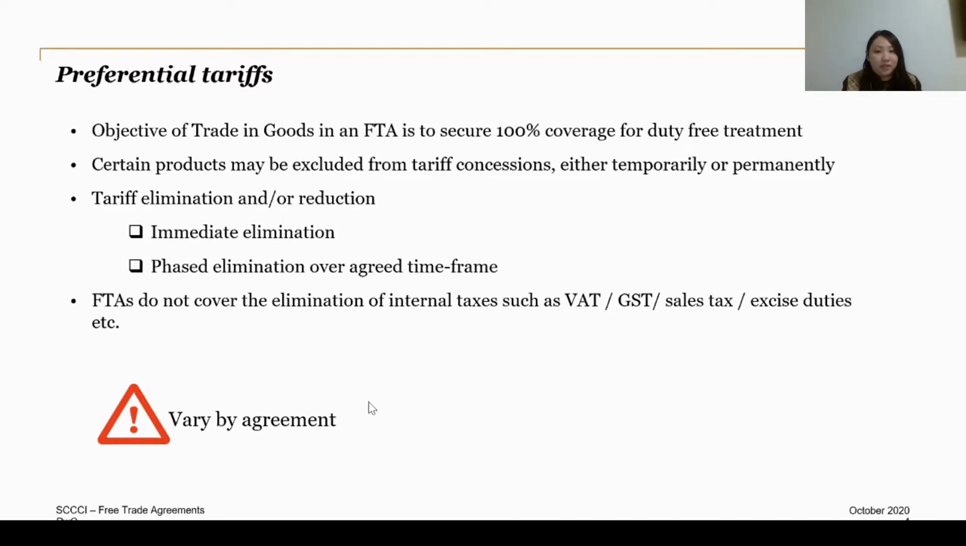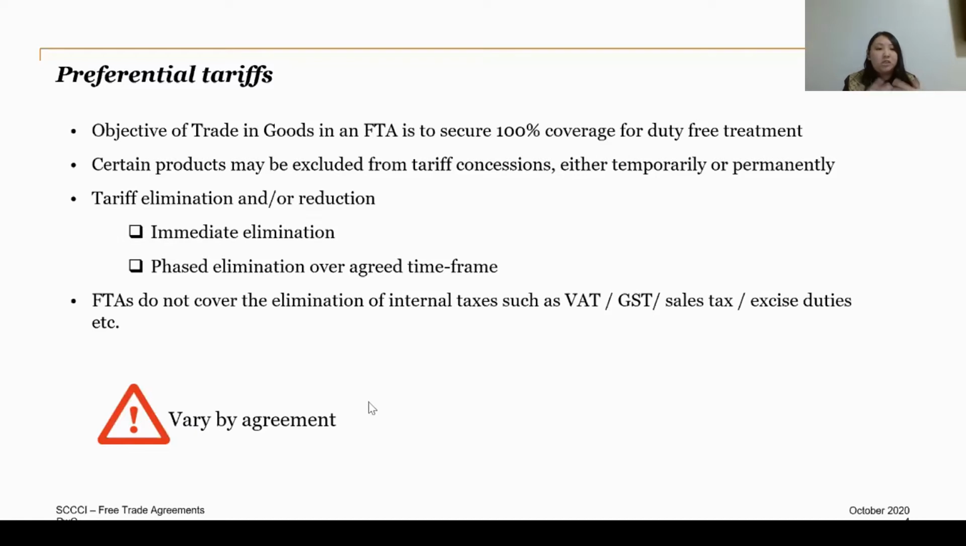At the end of it, they would come to a landing, and some products may be excluded from tariff concessions. Some products will, upon entry into force, have their duties removed immediately. Sometimes you would get a tariff reduction, where the tariff of a product reduces, maybe over 10 years in equal portions, for example. Then you'd have to do some calculations to say each year it will reduce by this much.